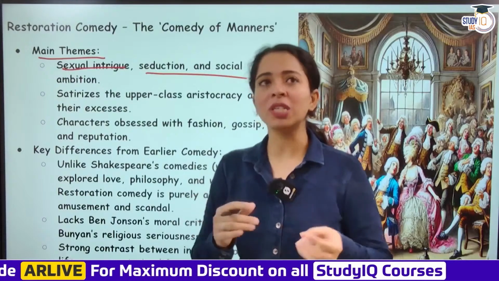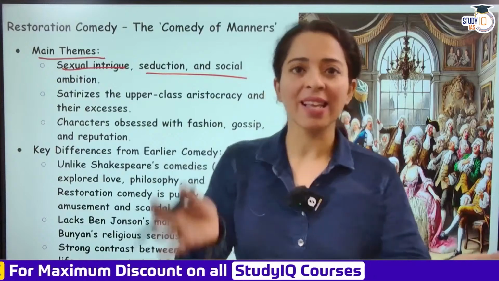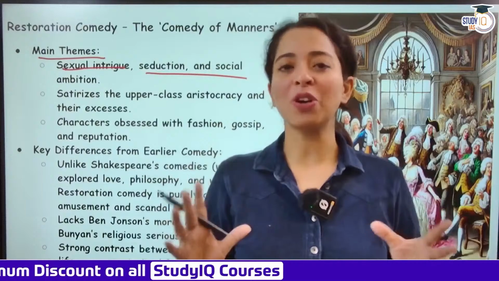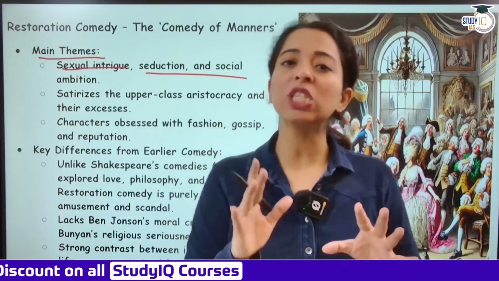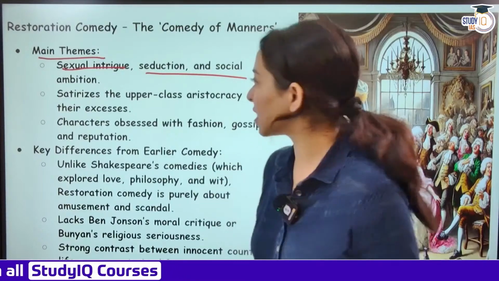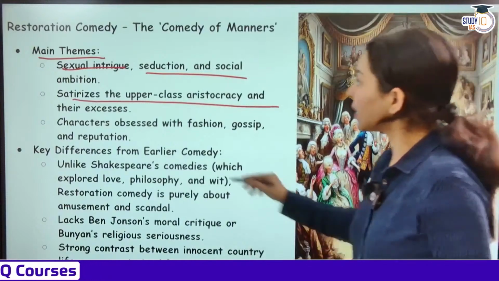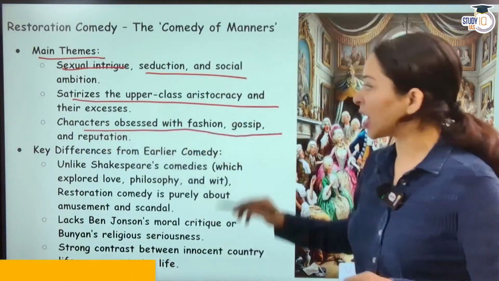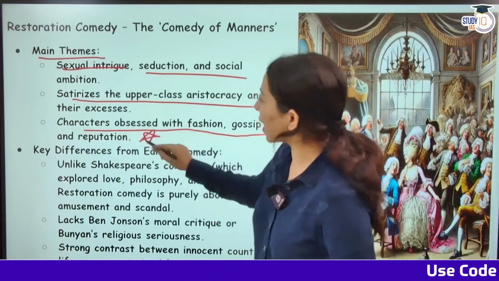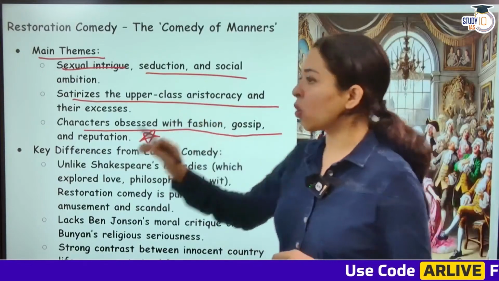And it was all about one boy loving another girl, that girl loving someone else, and that girl trying to woo someone else. So this all was a very complicated play, but everything was humorous, okay, and also bringing out the follies of the society. It satirizes the upper class aristocracy and their excesses, characters that are obsessed with fashion, gossip and reputation.